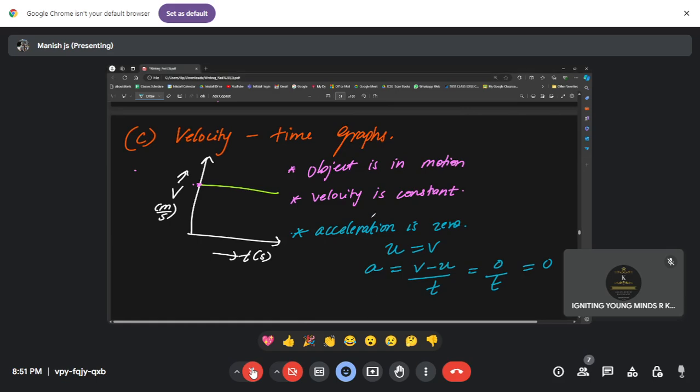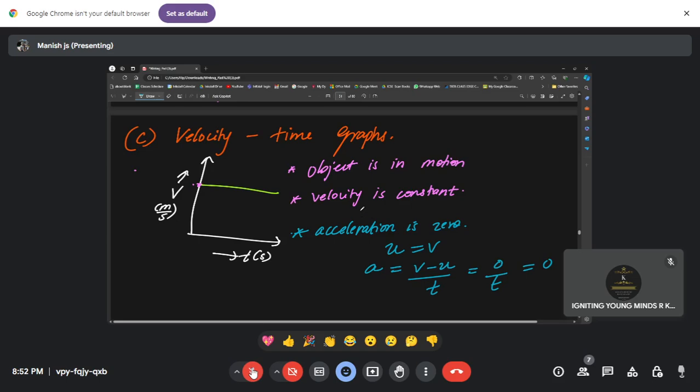Yes, children. So I'm back. So I hope this case is clear. So when you have a graph, especially a velocity time graph representing a line that is parallel to the time axis, there are three important aspects. First, the object is in motion. Second, velocity is constant, it's not changing. Third, because velocity is constant, acceleration is zero because there is no change in velocity.